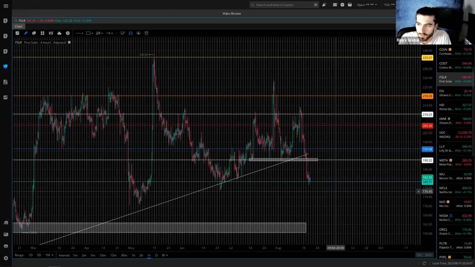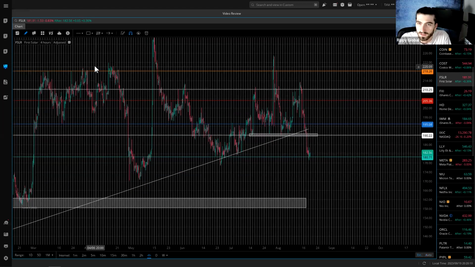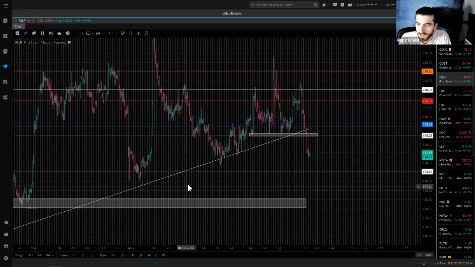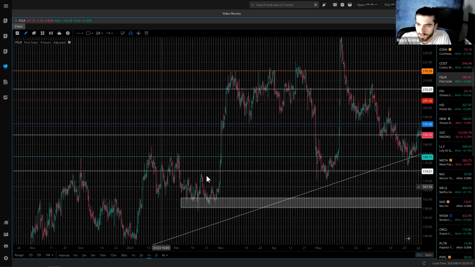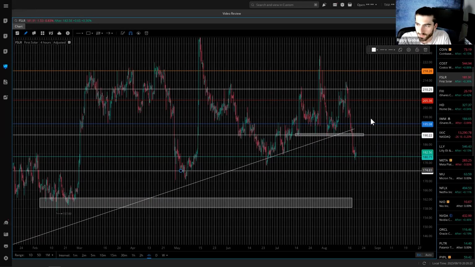If we break under 180 a share, it should be simple math now, simple levels and whatnot. Possible dip to around 175 a share. So we had rejection, held support. If we break down, that will be the next support level.